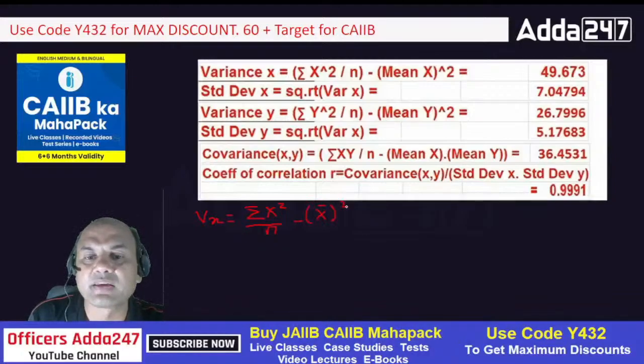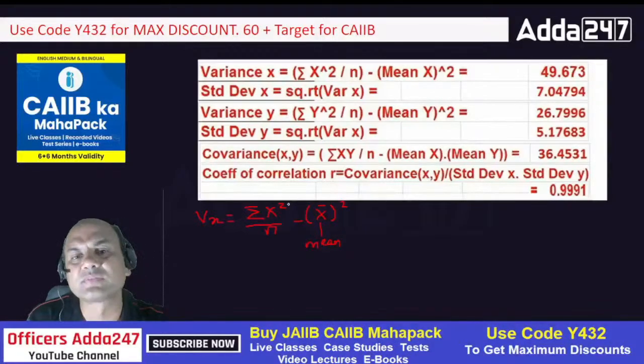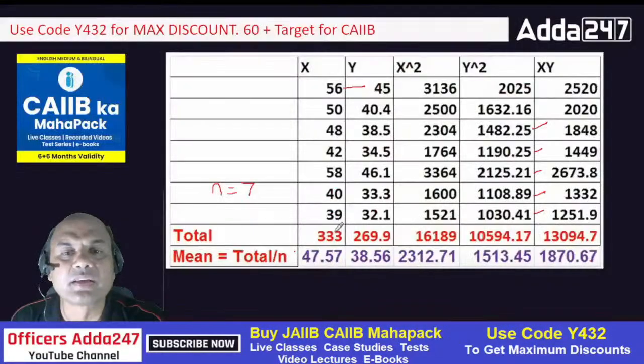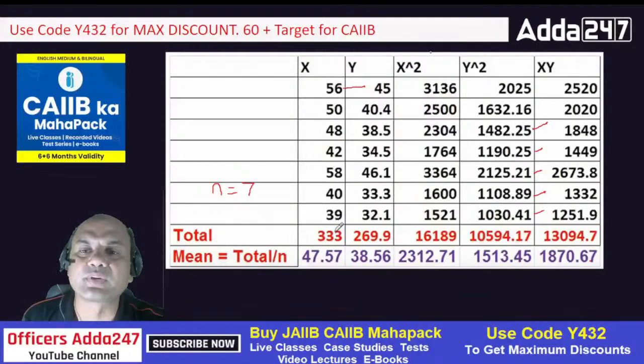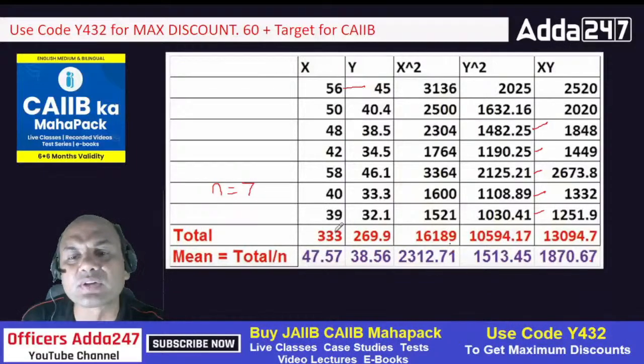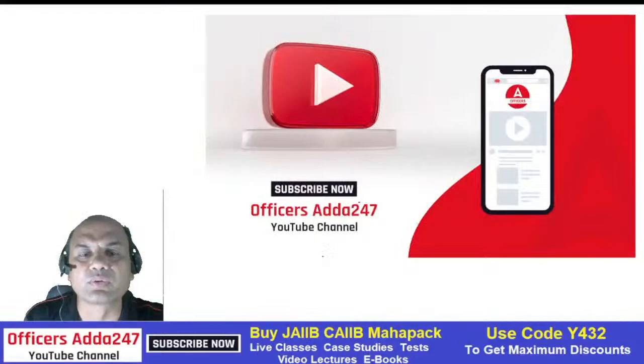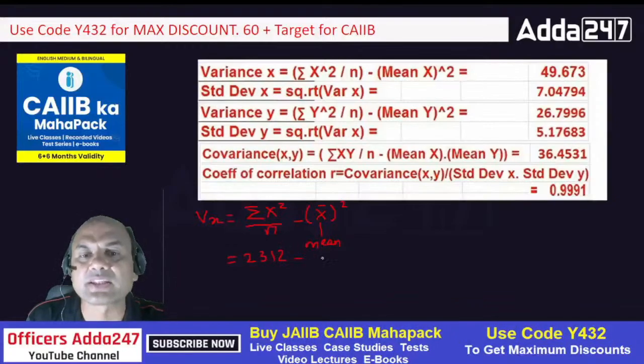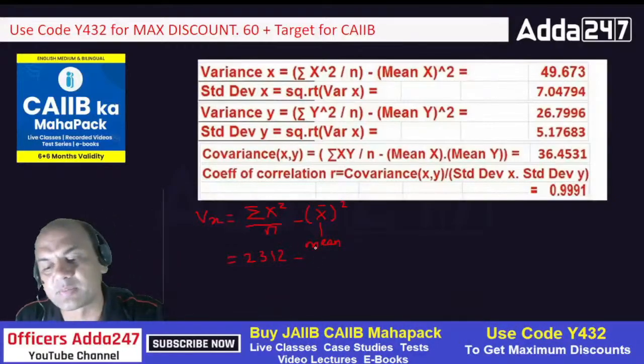X bar is the mean of x. So what is that? See this x bar: 47.57. This is x bar. Okay. X bar is always the mean. So 47.57 square. Okay. So then find the answer. If you do the multiplication, what is the square of 47.57? Everyone, what is the square of 47.57? Are you getting it? Let me see. Type the answer. I want that.